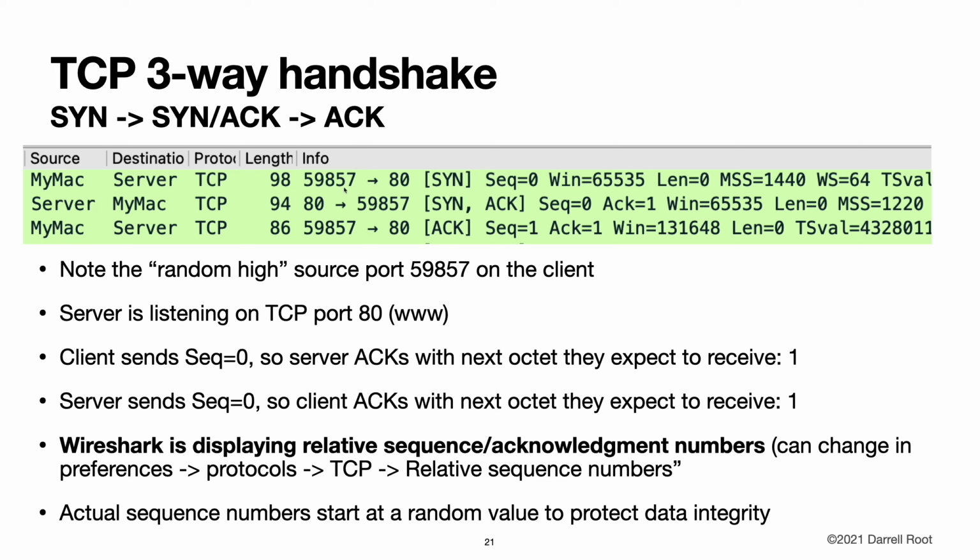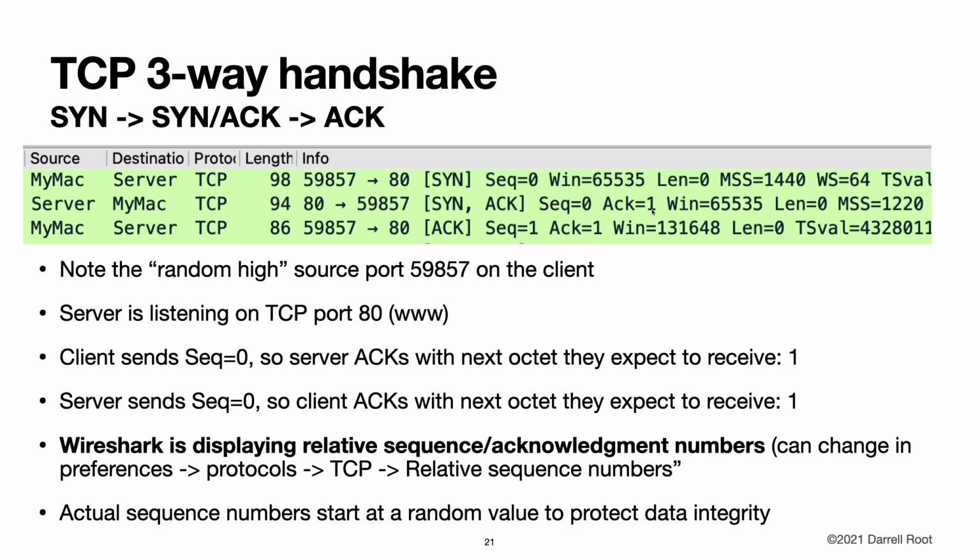Note the random high source port, and then we send to the well-known port 80. The client initially sends sequence number 0, and so we receive acknowledgement one beyond that. So the acknowledgement is 1, meaning the server wants to receive octets starting at number 1.